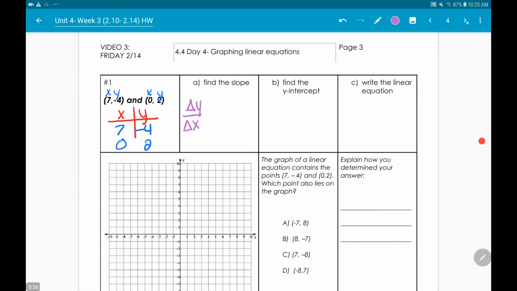divided by the change in x. So my change in y is +6. And my change in x is -7. Okay, that doesn't turn into a nice fraction, so I'm just going to write that as is. When I divided it, it gave me a decimal.